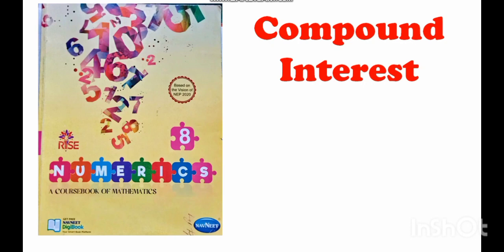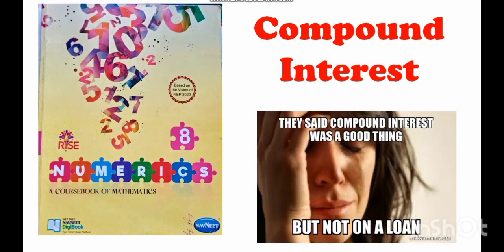Before that, let me show you one image, a meme regarding compound interest. Initially there was only simple interest. You all know the formula for simple interest: principal, rate of interest and time multiplied together, divided by 100, gives the simple interest. By this, banks got a very low amount of interest by lending money to people as loans. So they revised the term and introduced a new concept, which is compound interest.